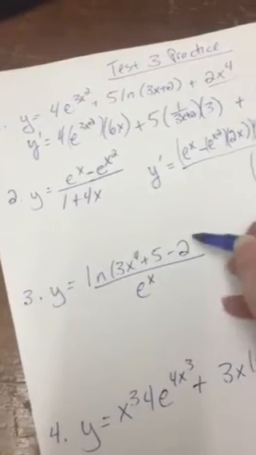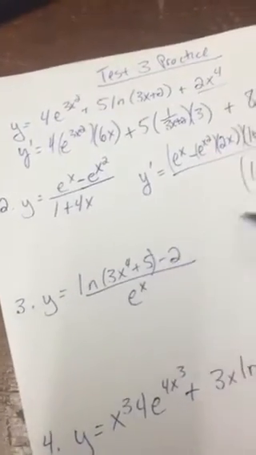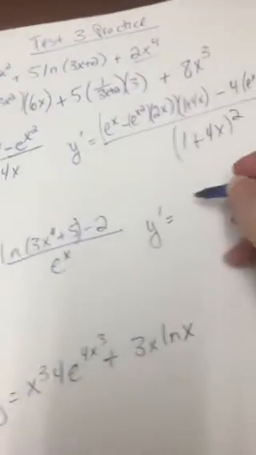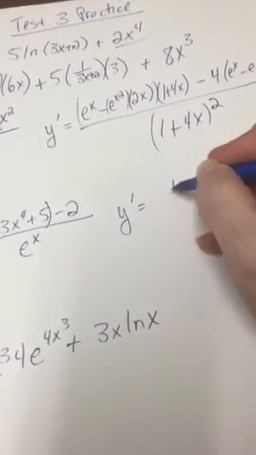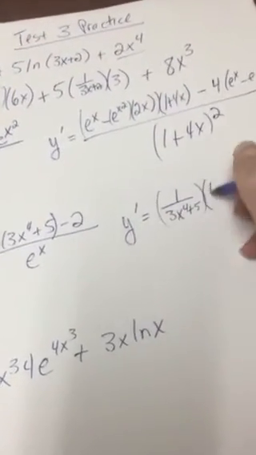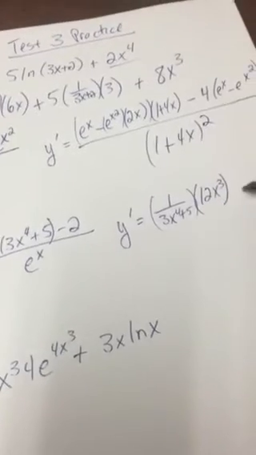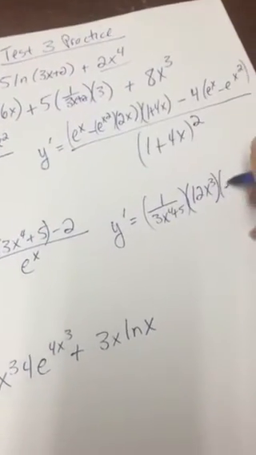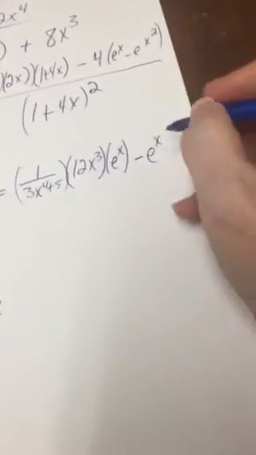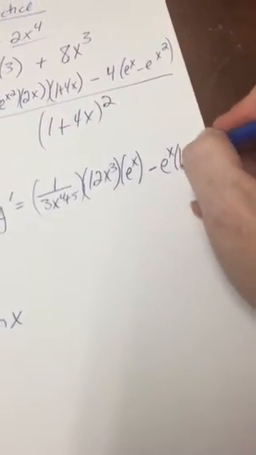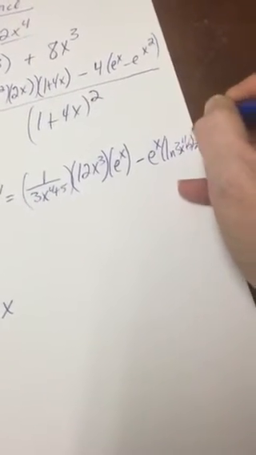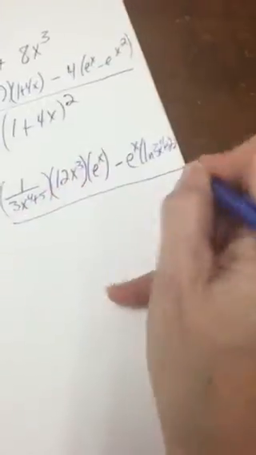Again, another quotient rule, but this happens to have e to the x in it and natural log. So 1 over the argument times the derivative of the argument times the bottom minus the derivative of the bottom times the top over the bottom squared.